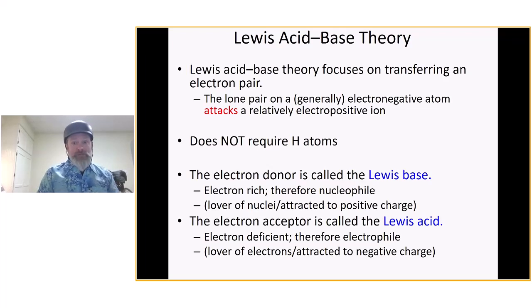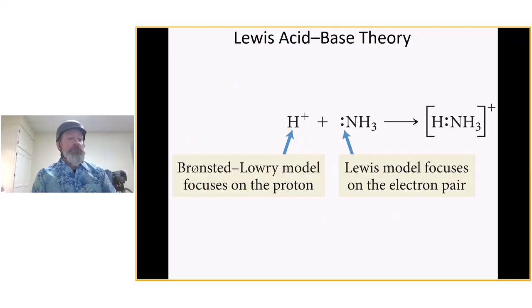So, let's keep going. In our Bronsted-Lowry model, we focus on the proton, the H+. In the Arrhenius model, our base must be an OH-. In the Bronsted-Lowry model, our base can just be anything that accepts a proton. In our Lewis acid-base theory, we're talking about electrons.